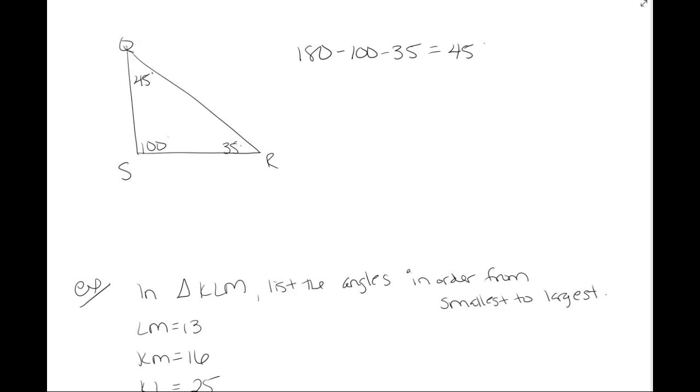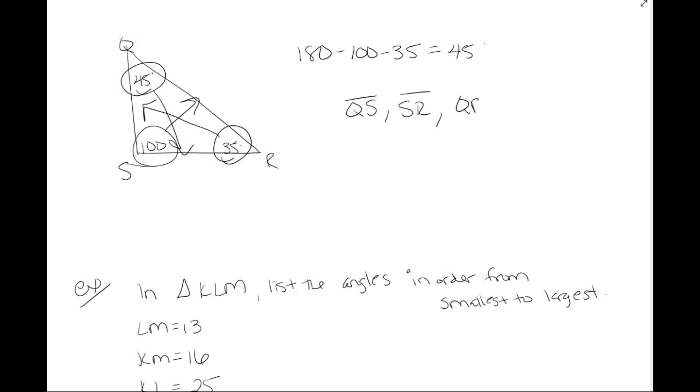So if they happen to not give you all of the angle measures, you can easily find them. It's no problem. Okay, your smallest angle comes in here. He's opposite QS. Your next smallest angle comes in here. He's opposite SR. Finally, your largest angle is 100, and he is opposite QR, and that is going to be the order of your sides.